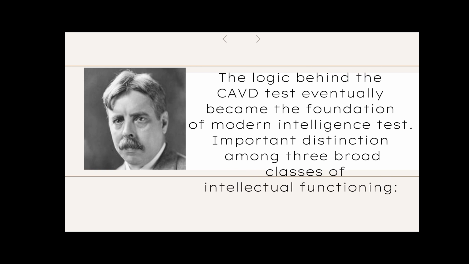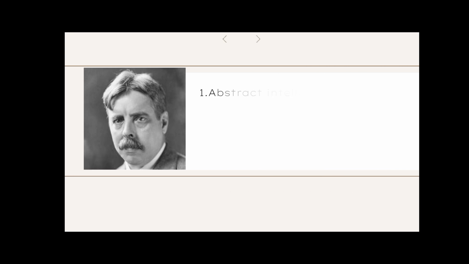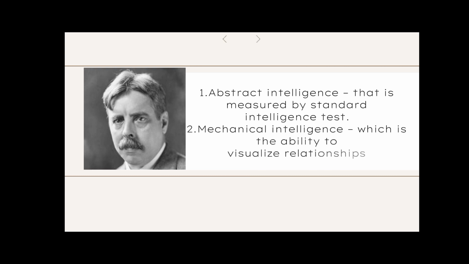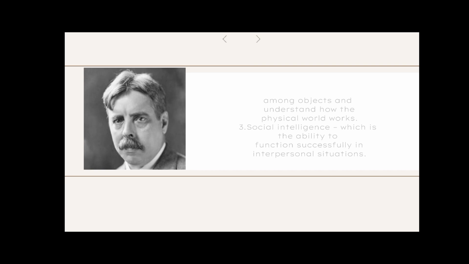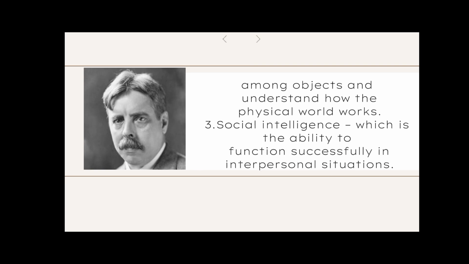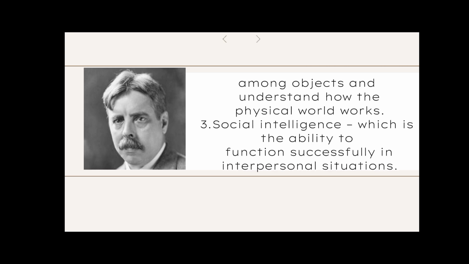The important distinction among the three broad classes of intellectual functioning. First, we have abstract intelligence, which is measured by standard intelligence tests. The second is mechanical intelligence, which is the ability to visualize relationships among objects and understand how the physical world works. And the third is social intelligence, which is the ability to function successfully in interpersonal situations.